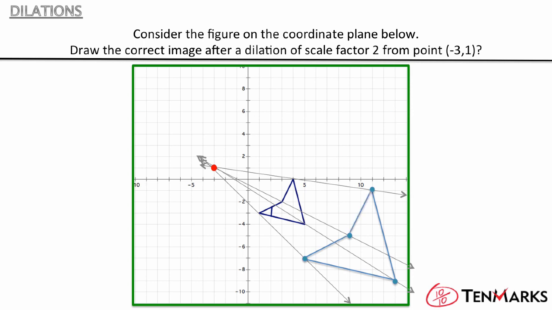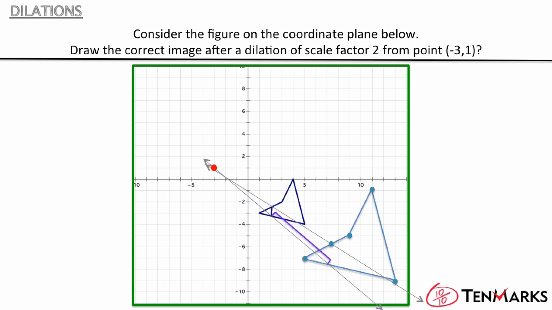But notice that we still haven't done the line segment on the inside of the figure. To draw these lines, continue with the same process. Draw the line from the center of dilation through the endpoint of the segment. Measure and place your point. Do this for the other end of the line segment. And now you can connect the points.